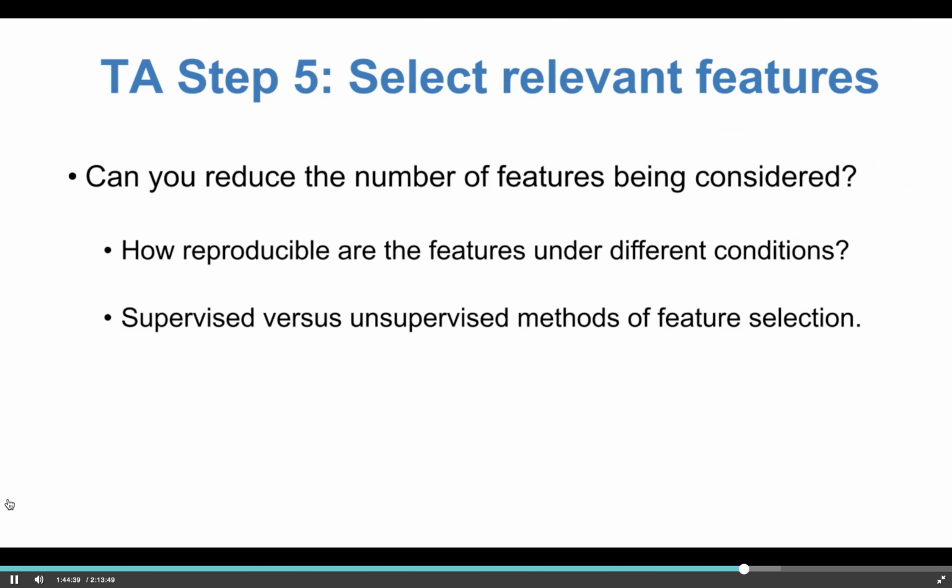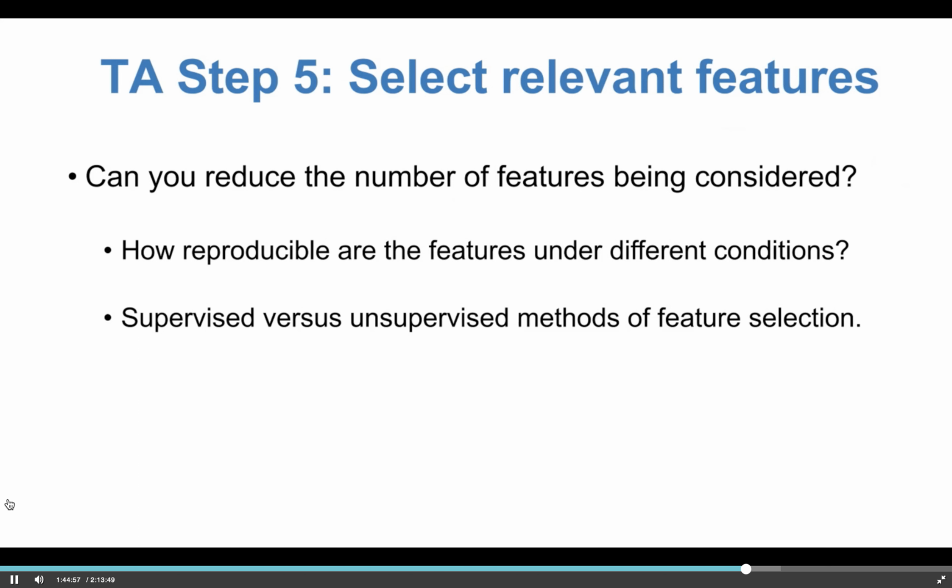So you've done the segmentation, and you've extracted your features. I've told you that those features can number in the hundreds. And when you're dealing with hundreds of features, you run into the problem of overfitting data. So one of the next steps you want to consider is, can you reduce the number of features being considered in your eventual prediction model?